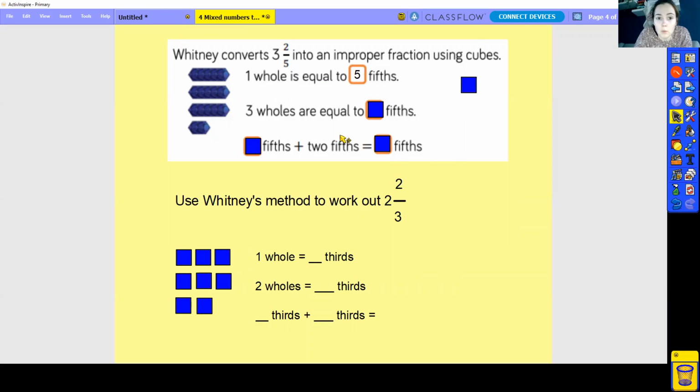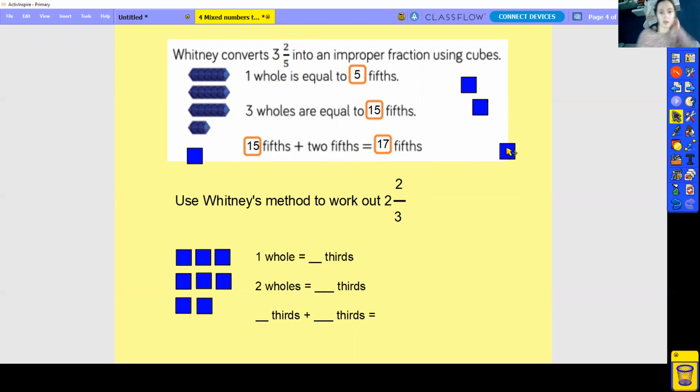3 wholes would be 3 times that denominator. So 3 times 5. Now 3 times 5 is of course 15. So 3 whole is equal to 15 fifths. Okay, so then if we look at it, if it's 3 2/5, then we've got this one here would be 15 fifths, because my 3 wholes, when you've gone 3 times 5, gives me 15. That's 15 fifths, and then there's 2 fifths left in this fraction here. So 15 add 2 fifths. 15 add 2 is 17, so the answer is 17 fifths.